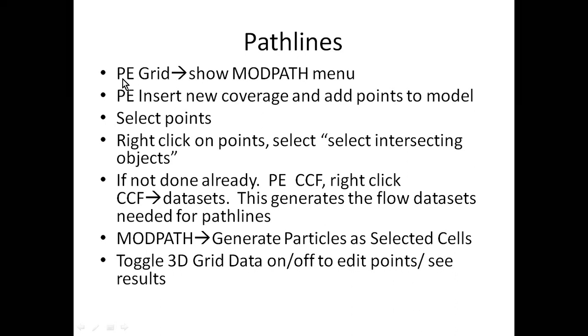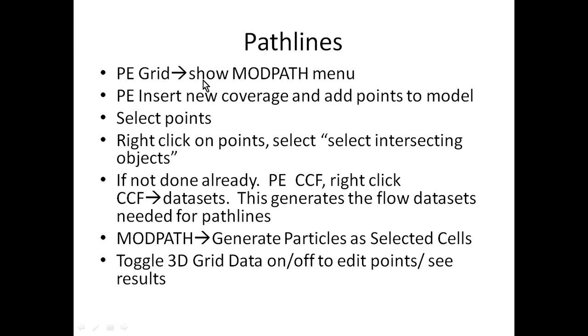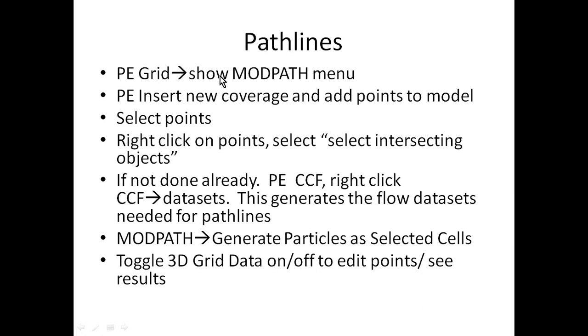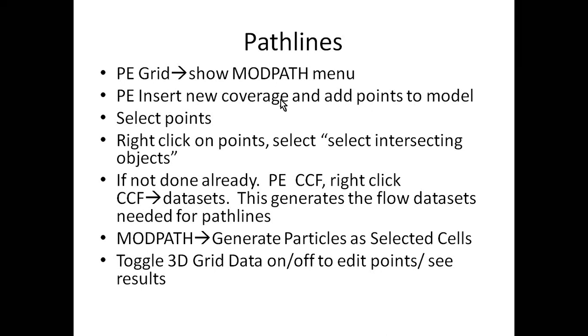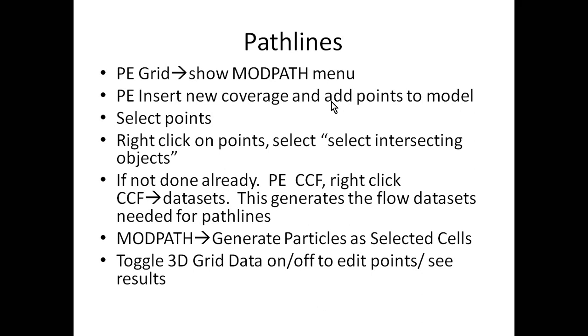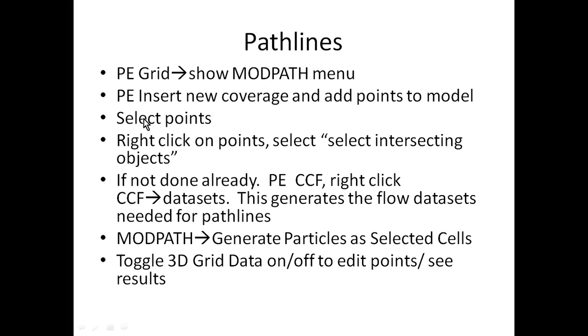So in the Project Explorer, you go to Grid and toggle on this Show ModPath menu. There should be a menu up at the top of the screen that says ModPath, and if there isn't, this is where you will turn that on. Then you should put in a new coverage and select this coverage when you add points to the model. You don't want to put the points that you're using for path line tracking in a coverage, say, that you're using for recharge or hydraulic connectivity.